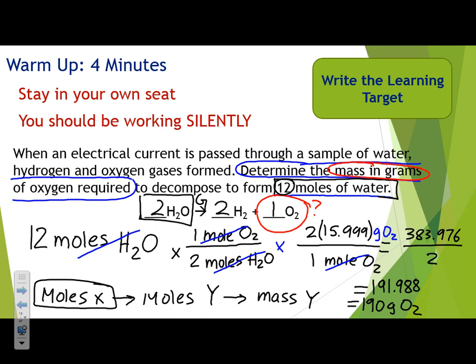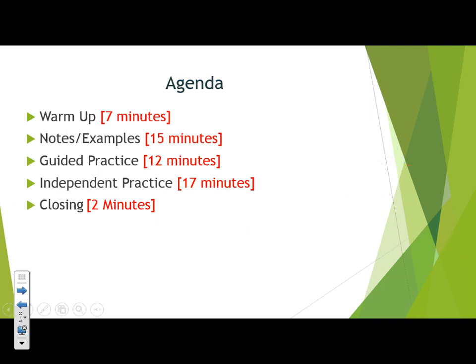All right, so let's go ahead and continue on for today. So our agenda for today, we're going to be going through some notes and examples to start off with, followed by some guided practice, and then you will have some time to practice on your own.